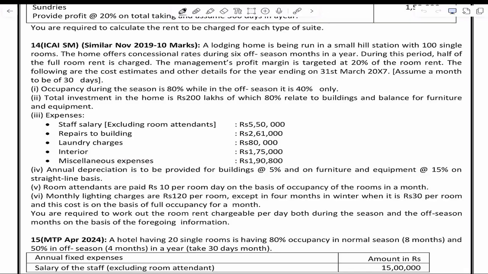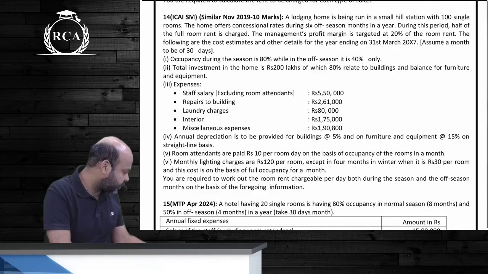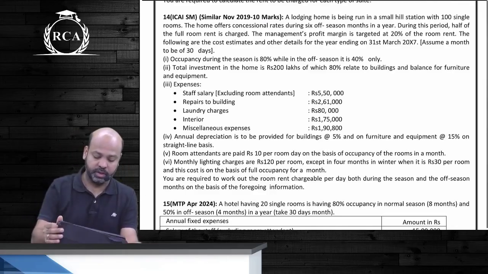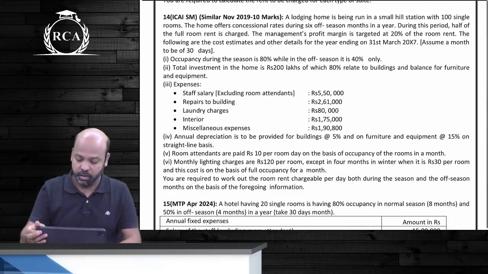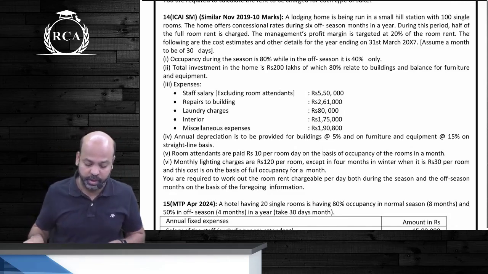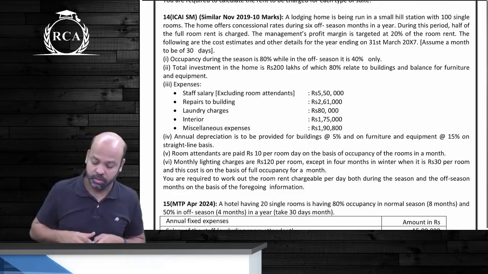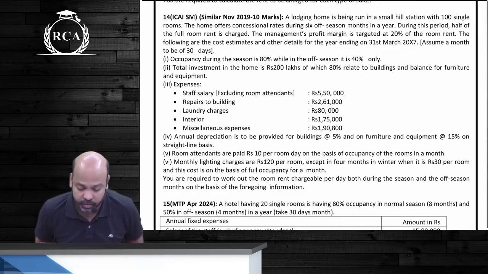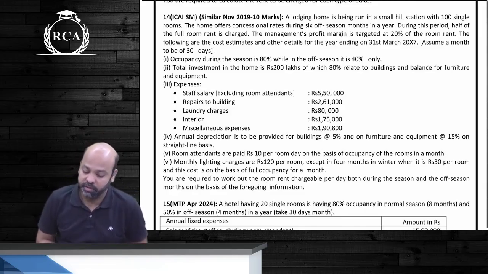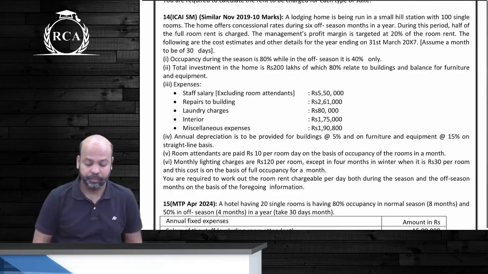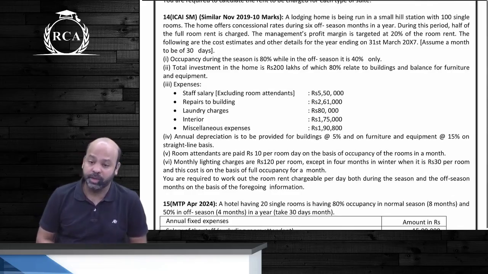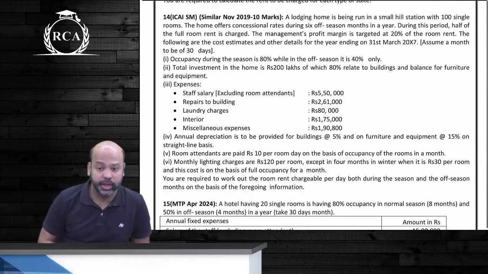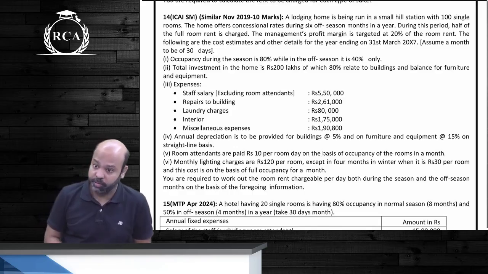Alright, guys. So it says a lodging home is being run in a small hill station with 100 single rooms. The home offers concessional rates during 6 off-season months in a year. During this period, half of the full room rent is charged. So during off-season, guys, they're charging only 50% of the rent that they're charging during the peak season. The management's profit margin is just targeted at 20% of the room rent. You will not be able to compute profit separately for off-season and separately for peak season, but you will have to do it on a consolidated basis. I've been telling this right from the beginning. Don't do them separately.